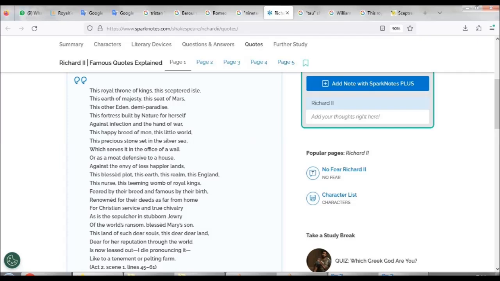Anyway, so what we have is John of Gaunt, the Duke of Lancaster. I've always loved this story. It's supposed to have led to the Wars of the Roses.